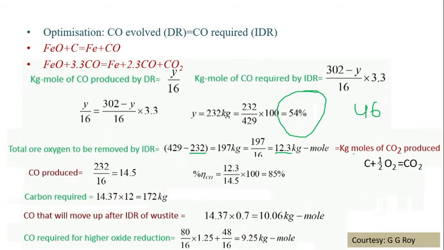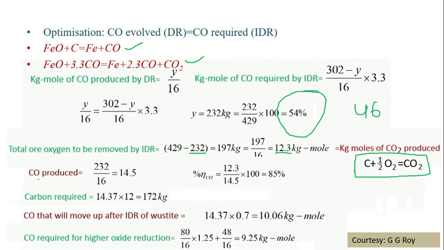That is equal to the kg mole of CO2 produced during that reduction process. Which reduction? Indirect reduction, because indirect reduction produces carbon dioxide. Direct reduction produces carbon monoxide. So for indirect reduction, 1 mole of CO will give you 1 mole of CO2. Now, how much CO is produced?